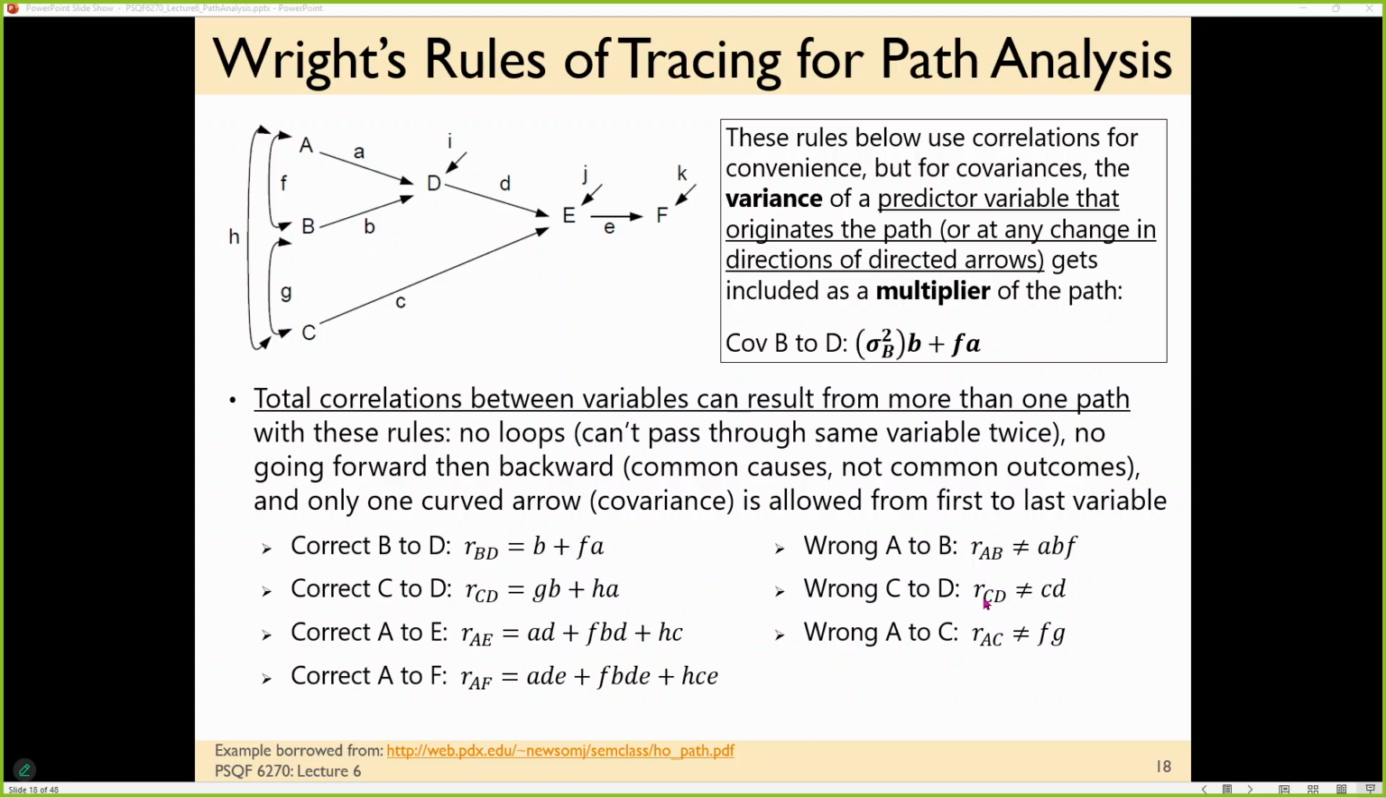Let's see, C to D wrong, we can't do it this way. We can't go all the way down to E and then back again. That breaks the rules. A to E. Well, that's a lot of them. I can go through D, that's one. I can go over to B and then through D, or I can go over to C and then to E. So there's quite a few paths that are not in this picture that could be. And that's how we can compute model degrees of freedom. A more direct way is how many things did we leave out?